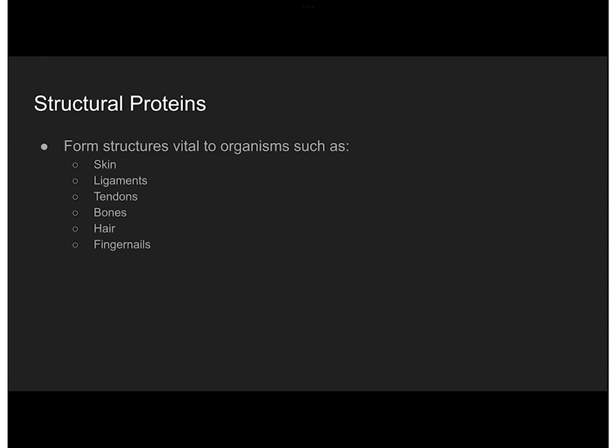Another type of protein is structural, and they will form vital structures like skin, ligaments, tendons, bones, hair, and fingernails. And those would be things you have heard of like collagen or keratin.